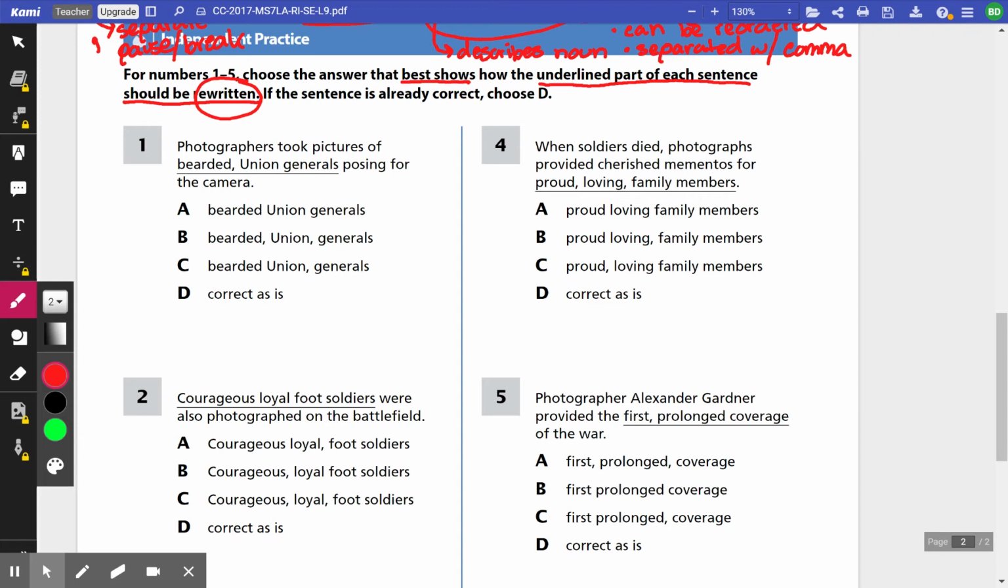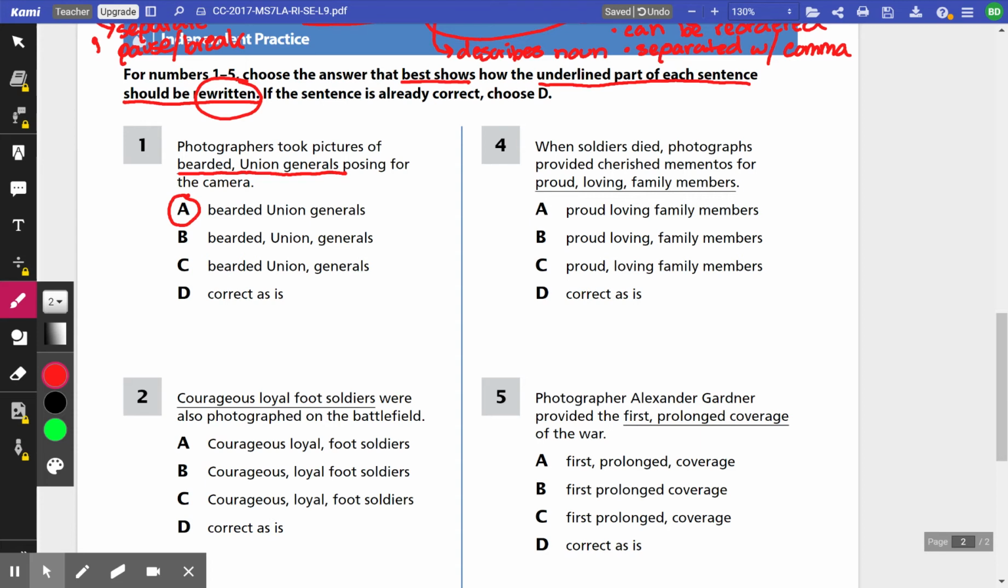All right, so bearded Union generals. This is the portion of the sentence that is underlined for us. So we need to figure out how it should be rewritten. Whether or not these are coordinate adjectives and do they need that comma or is it correct as it is? So I'll go ahead and tell you the correct answer is A. So if you got it correct, give yourself a pat on the back. Good job. Now, if you didn't get it correct, I'm about to explain to you why A is the correct answer and the others are wrong. So photographers took pictures of bearded Union generals posing for the camera.